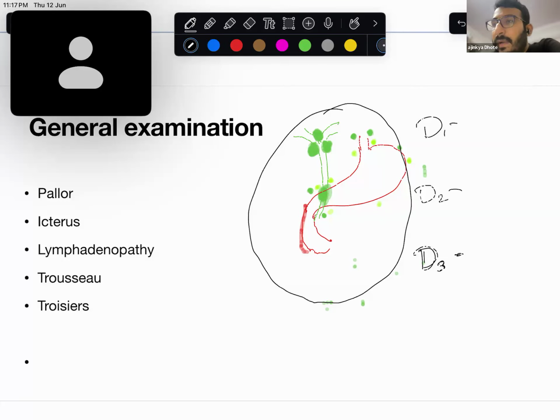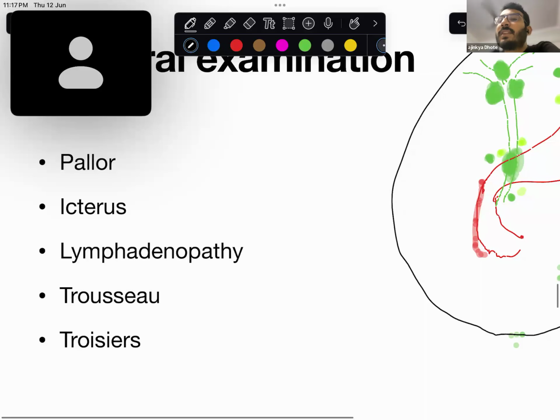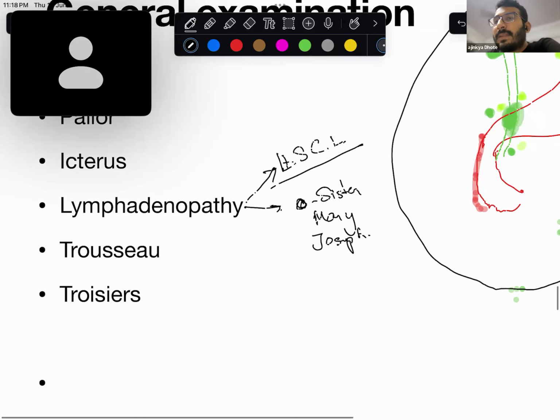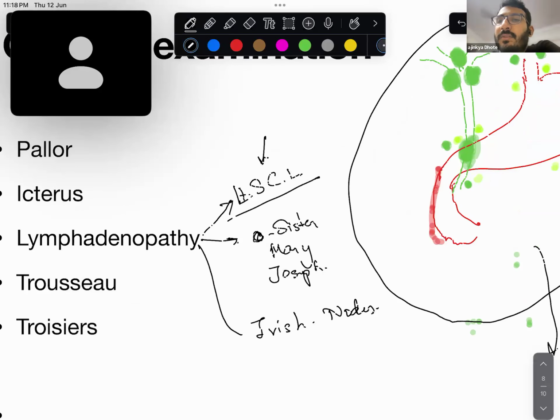So apart from these lymph nodes, whenever the other lymph nodes are involved, it is known as a metastatic CA stomach, because these lymph nodes are usually distant lymph nodes. Now, what are these lymph nodes? I think all of you know the names. A left supraclavicular lymph node. Second is your umbilical nodule, which is known as the Sister Mary Joseph nodule. Third, your Irish nodes, which is classically seen in your left axillary region. Left supraclavicular nodes are also known as Virchow's node.